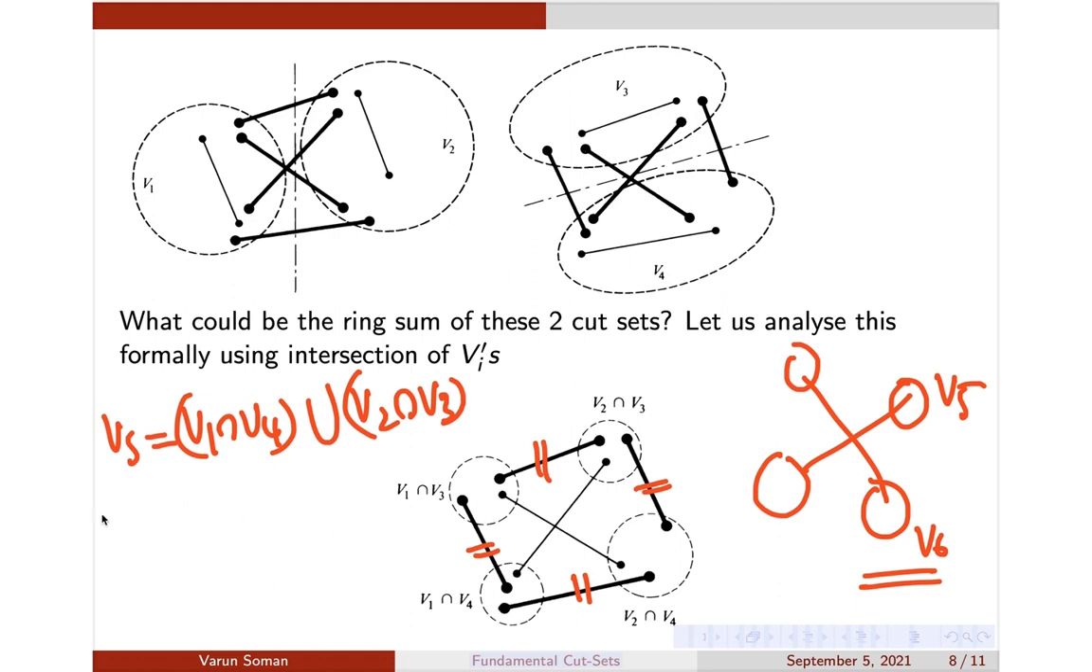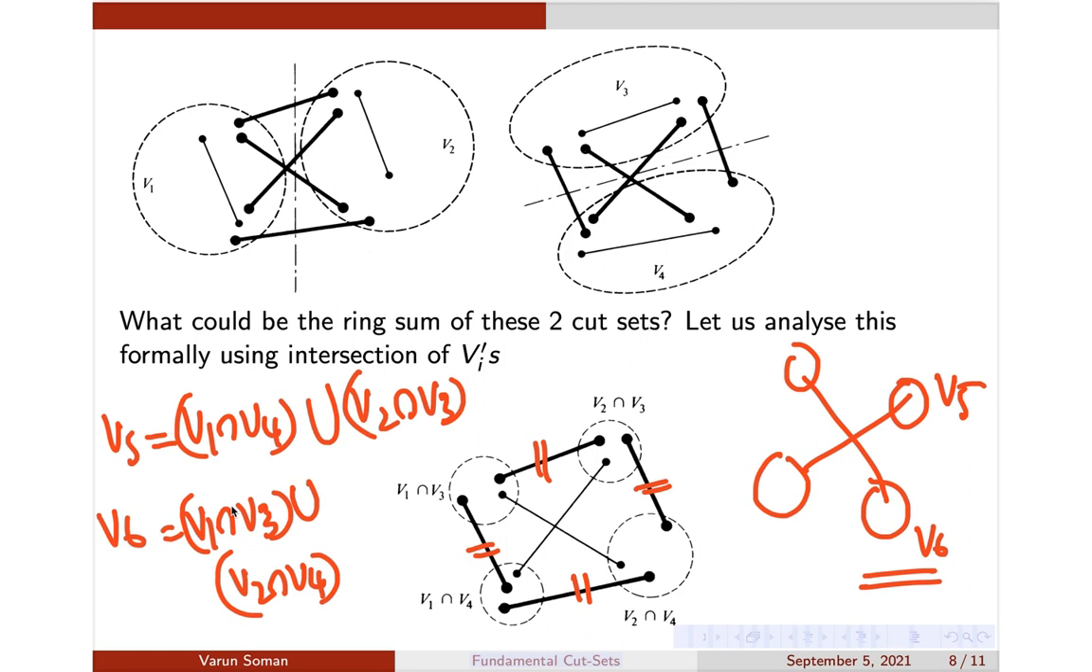Similarly, what is your V6? Looking at the graph, I can write it: that is simply V1 intersection V3 union V2 intersection V4. So that is the other part here. Now, if you want, in set theoretical notation, it's not required for you, I'm telling you, suppose you're considering V1, V2, V3 and so on as sets here.